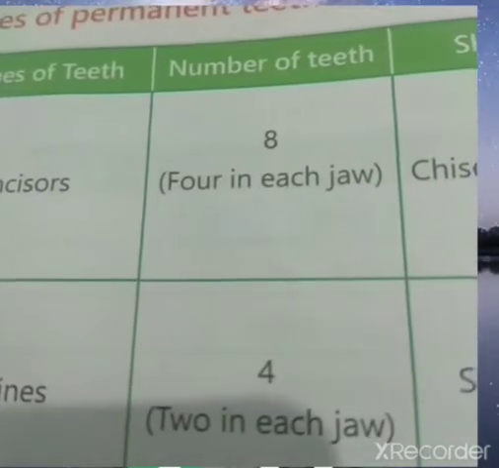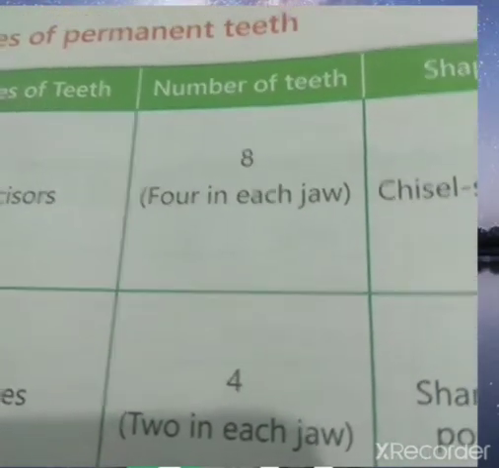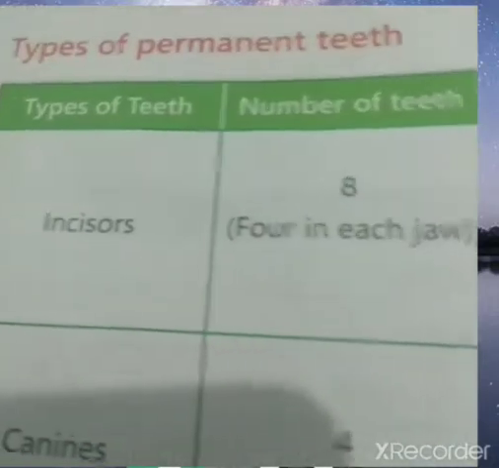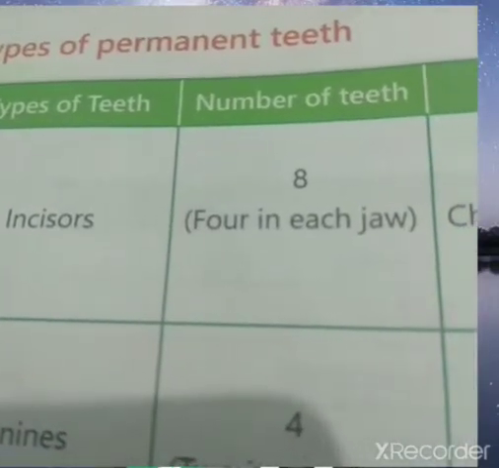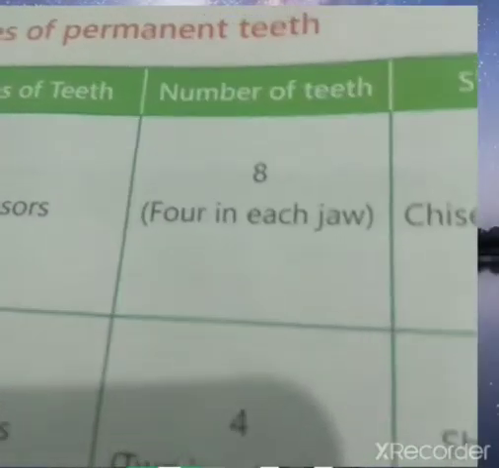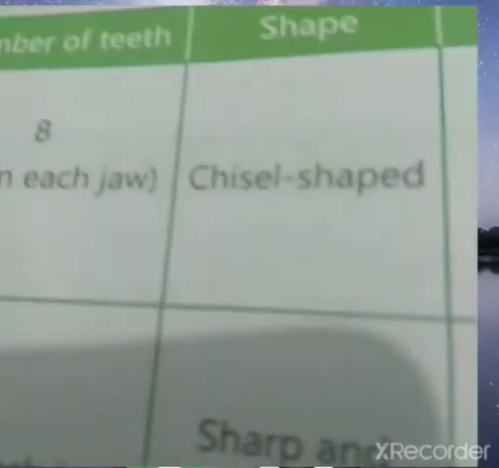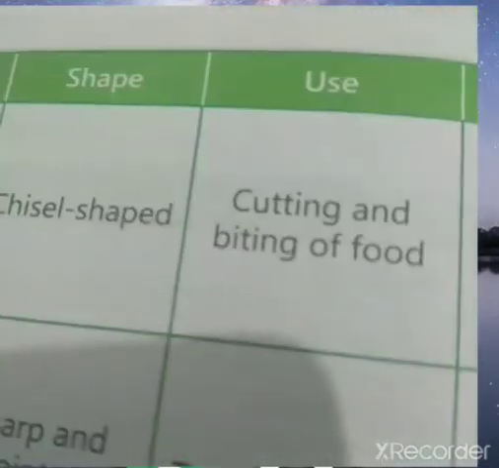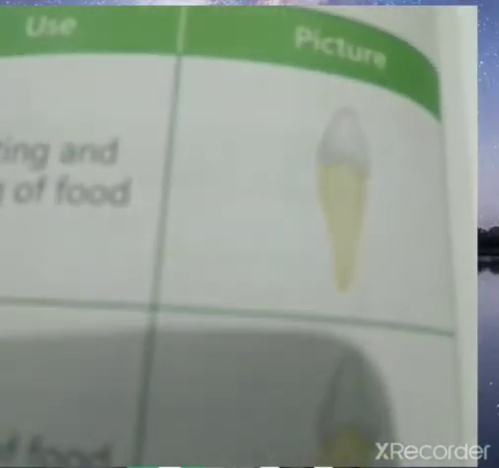Incisors: number of teeth, four in each jaw. The upper jaw has four and the lower jaw has four incisors. Shape: chisel shape. Use: cutting and biting of food. This is the shape of incisors.